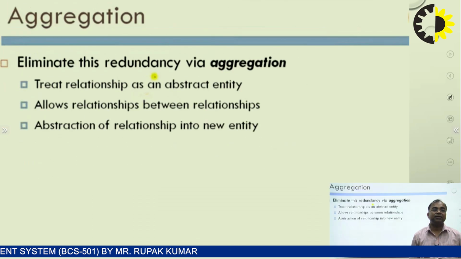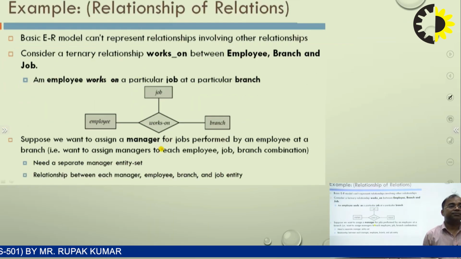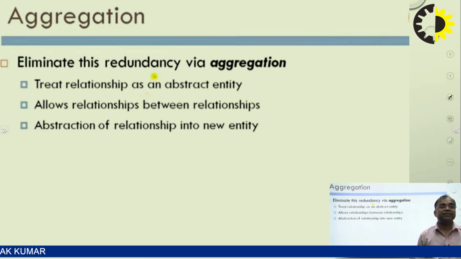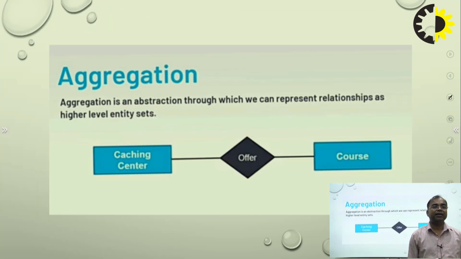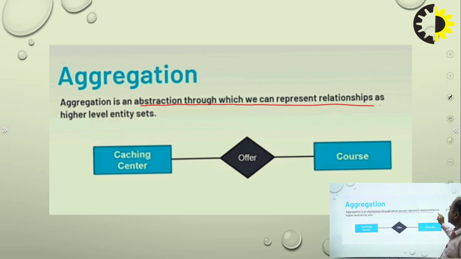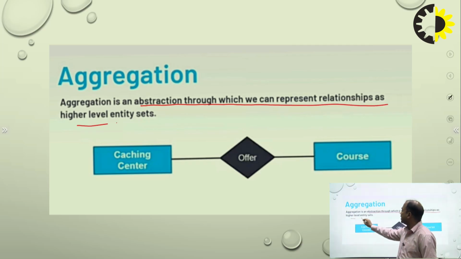These are the relationships among relationships. We can eliminate this redundancy via aggregation. With the help of aggregation, we treat the relationship as an abstract entity. We allow a relationship between relationships, an abstraction of a relationship into a new entity. So this is what we can do with the help of aggregation. Aggregation is basically abstraction through which we can represent the relationship as a higher level entity set.